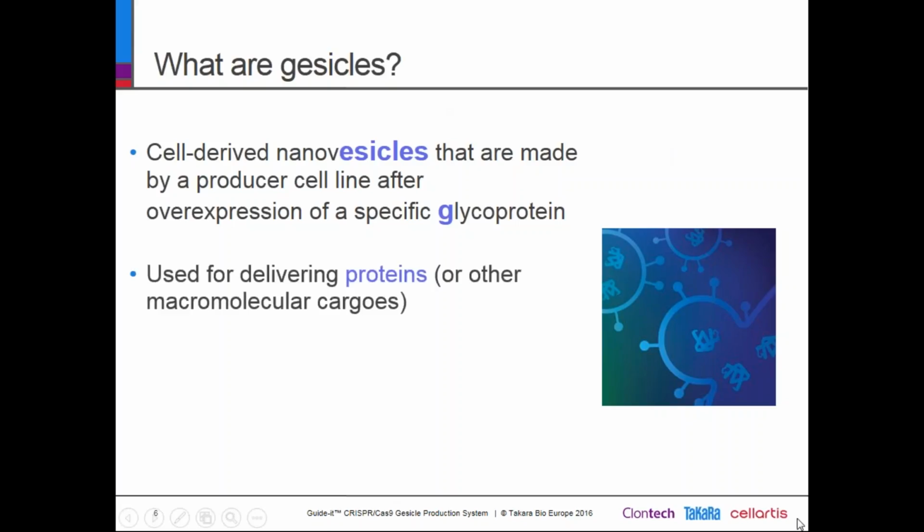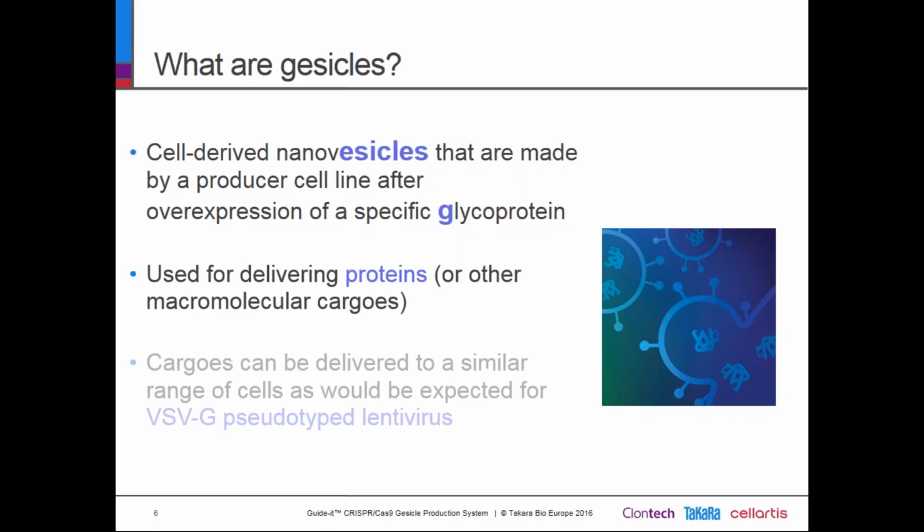As you can see here in this picture, Gesicles can be used to deliver cargos, in this case, for example, a protein like Cas9 or an RNP complex such as Cas9 complexed with a target-specific guide RNA. And as Gesicles also express VSVG on their surface, they can be delivered to a similar range of cells as would be expected for VSVG pseudotype lentivirus, meaning that the tropism of Gesicles is very broad mammalian.